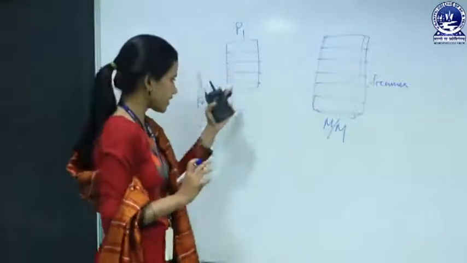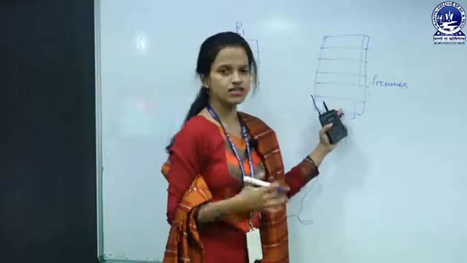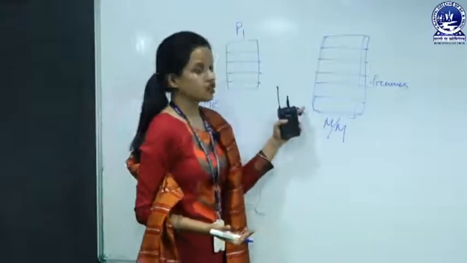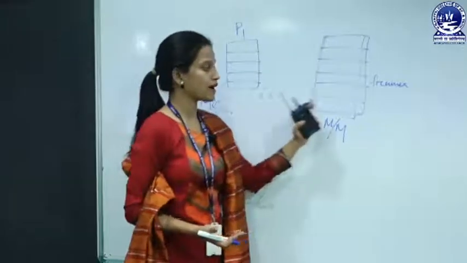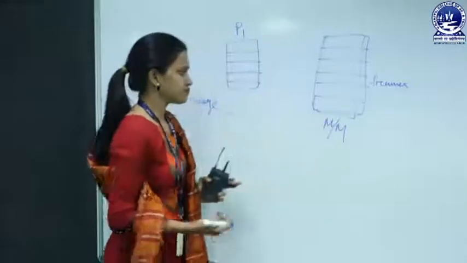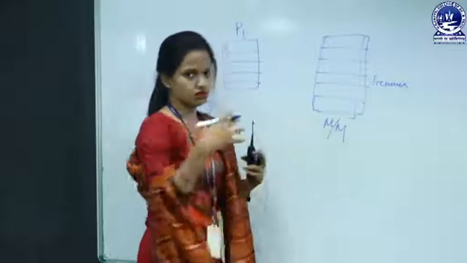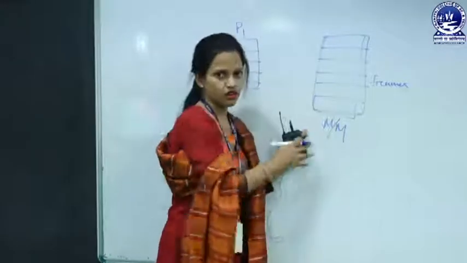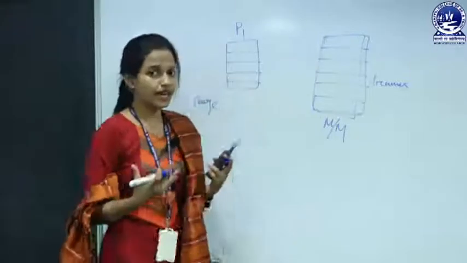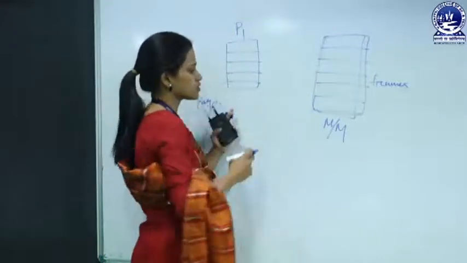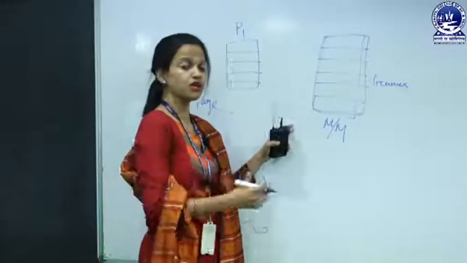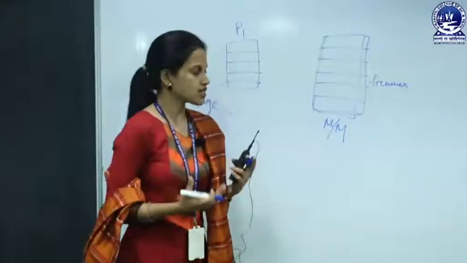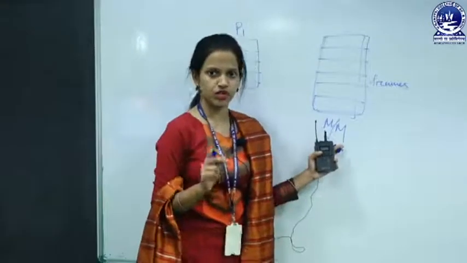So the process is divided into pages, the main memory is divided into frames, and when it is going to be executed, it is called by the main memory. Rather than putting the full process into the main memory, we can put one of the pages of the process into the main memory, because the size of the main memory is limited, we know that.